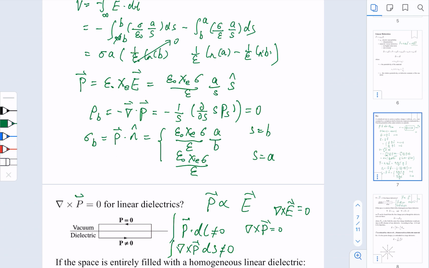If you check the other paths, where the integral is placed entirely in the vacuum or entirely in the dielectric, that is still 0. So you can imagine that del cross P is non-zero at the boundary.